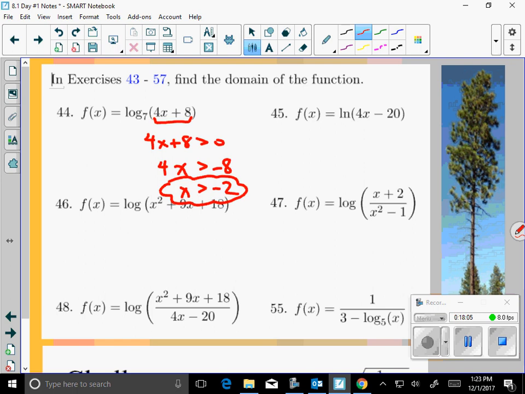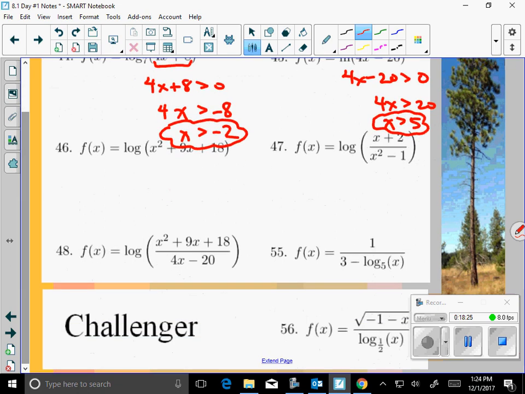What would be our domain here? X has to be greater than what? How about 5? The argument has to be greater than 0, but that means x has to be greater than 5. Oh, and we thought polynomials were going away. Okay. So x squared plus 9x plus 18 has to be greater than 0. Oh, I'm going to factor x plus 6, x plus 3 greater than 0.